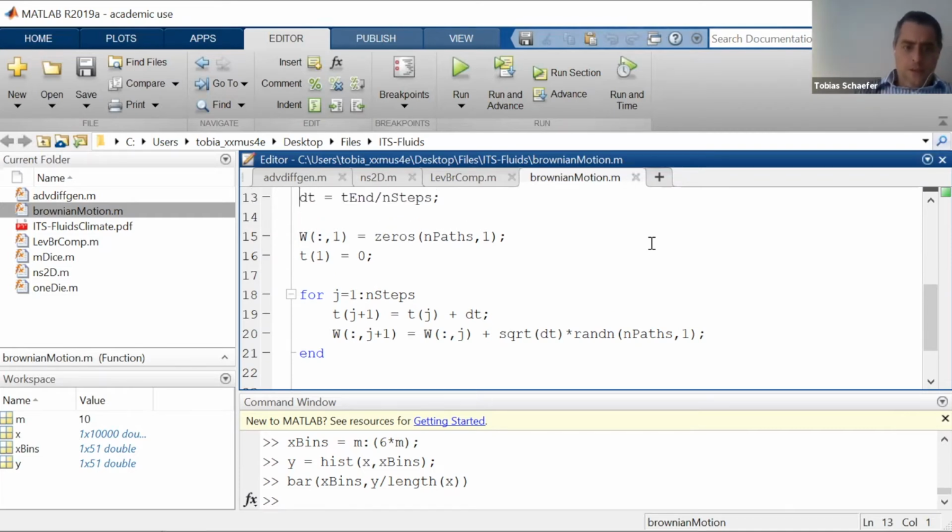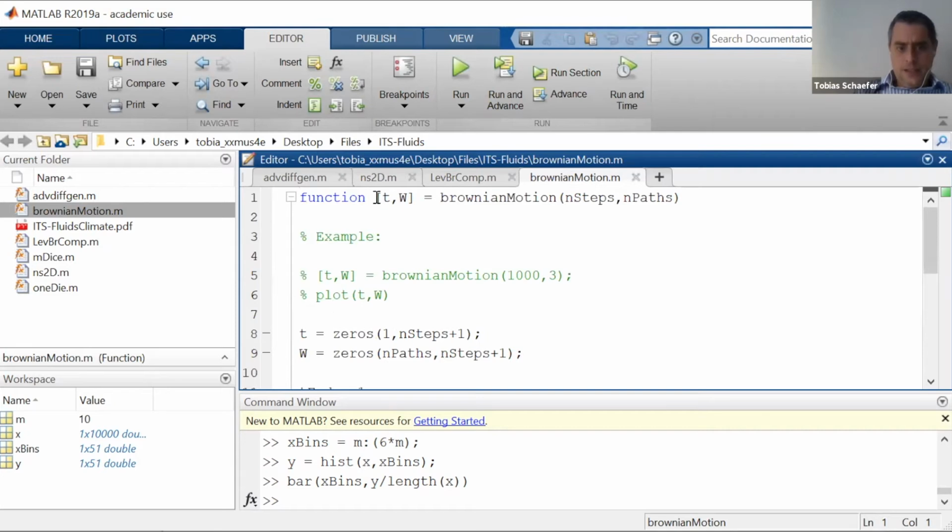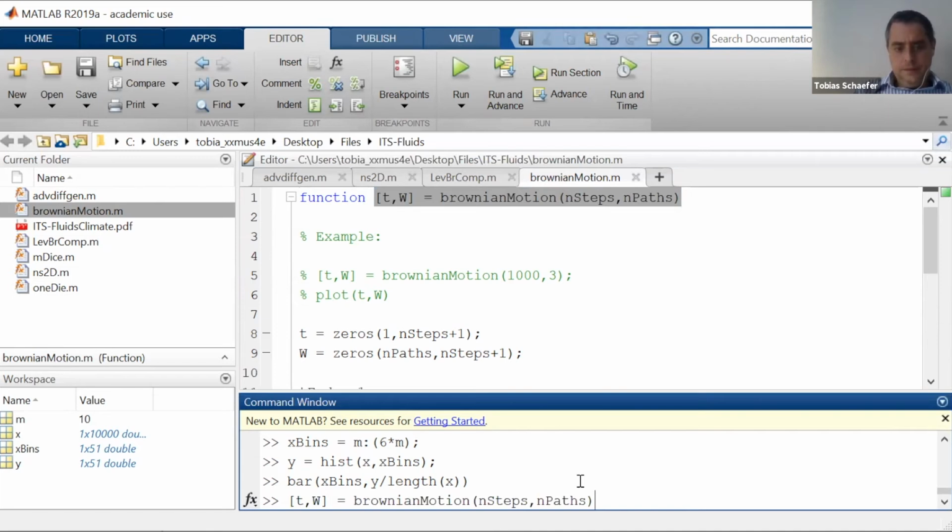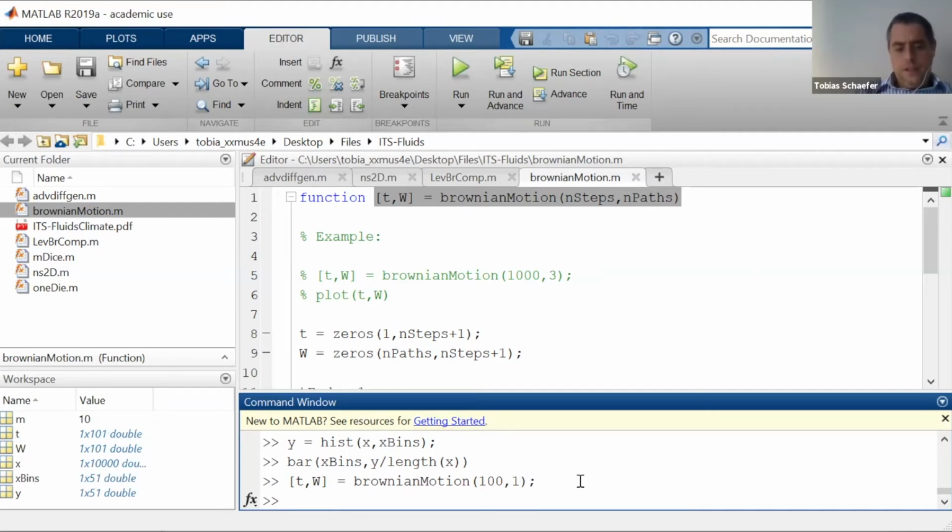So let's look at what happens if I actually execute this. This goes up to time 1. So let's take 1,000 steps. Let's take 100 steps first. And now I'm plotting this.